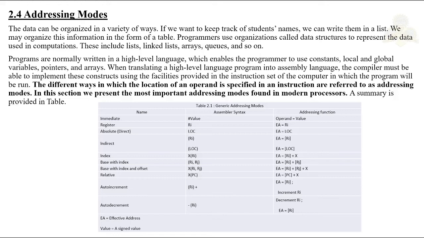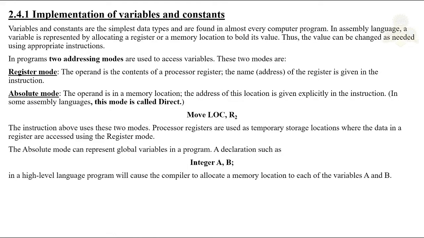Whenever a high level language is converted into assembly language, the compiler must be able to implement these constructs using the facilities provided in the instruction set of the computer. The ways in which the location of the operand is specified are called addressing modes. There are many addressing modes, as you can see in the table: immediate addressing mode, register, index, likewise. First we will see the register mode and the absolute addressing mode. In the register mode, the operands are the contents of a processor register.